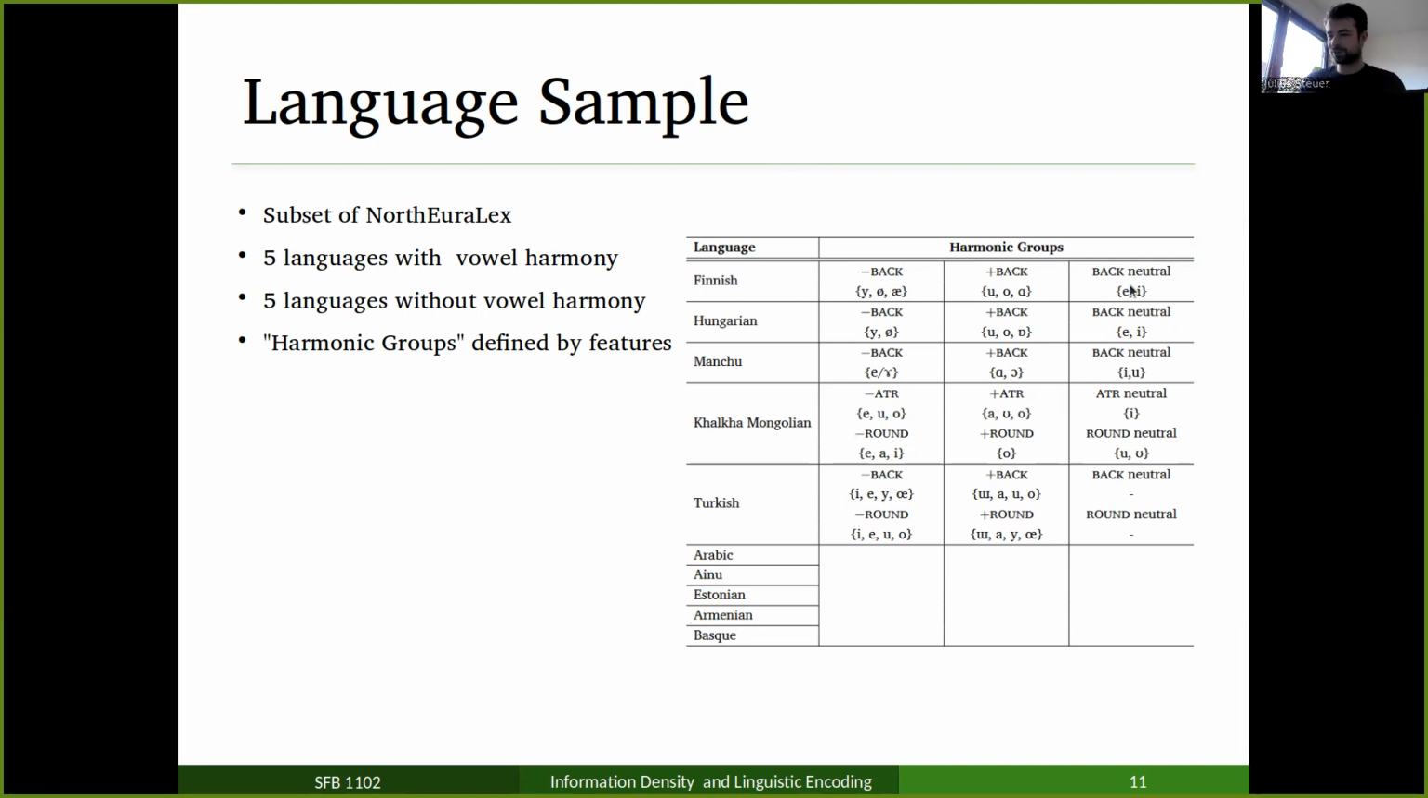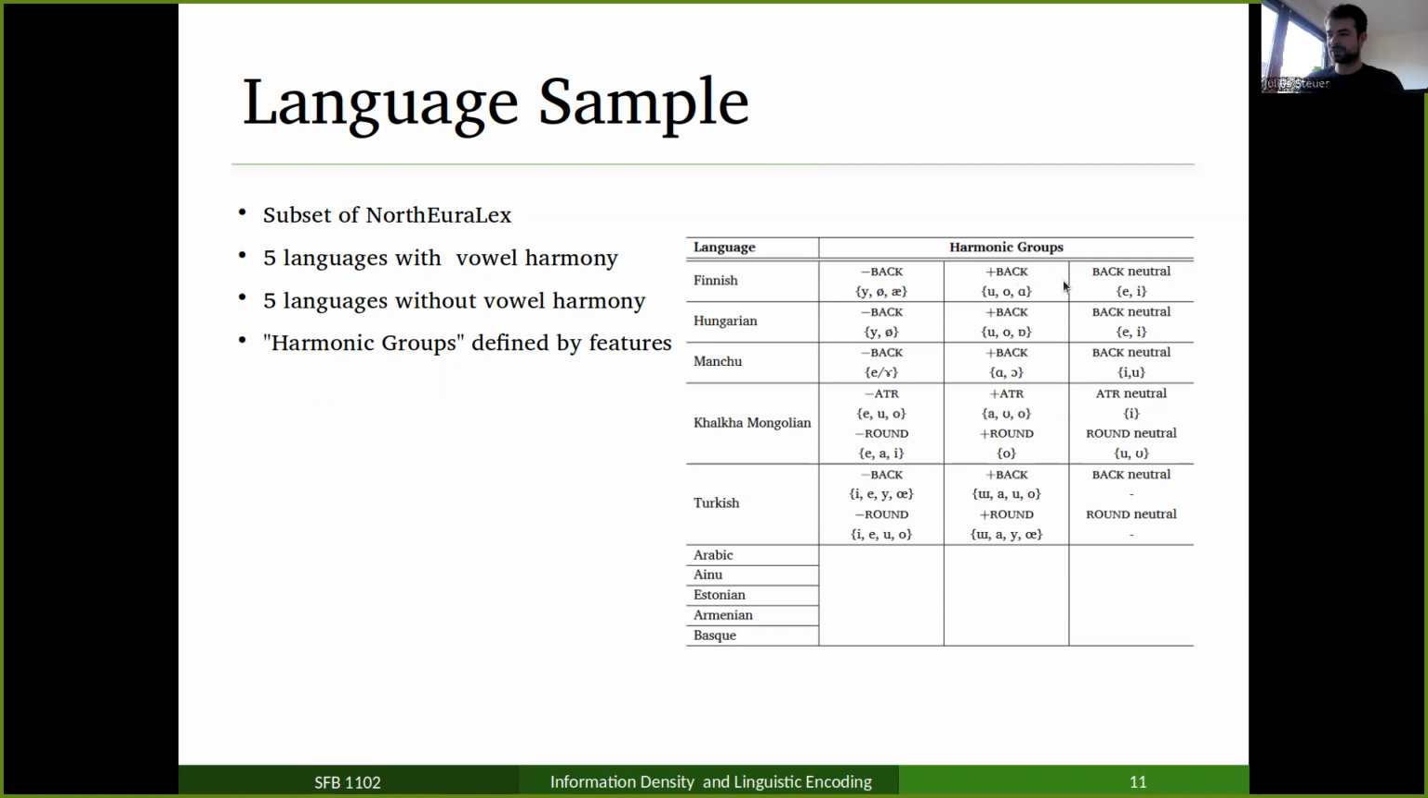Most languages from our sample have neutral vowels. These are vowels that trigger vowel harmony but don't participate in it. Meaning that, for example, in Finnish, you could have word forms with both plus back and back neutral vowels, although the back neutral vowels are phonologically fronted.